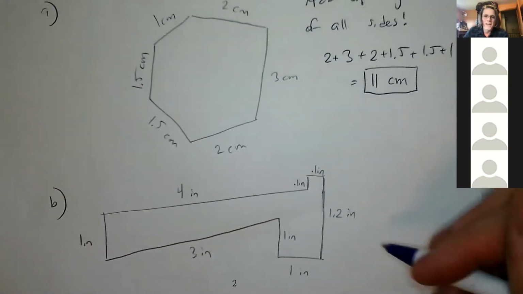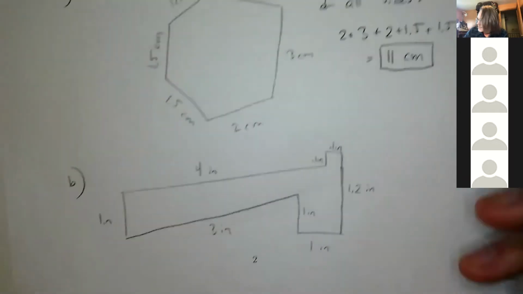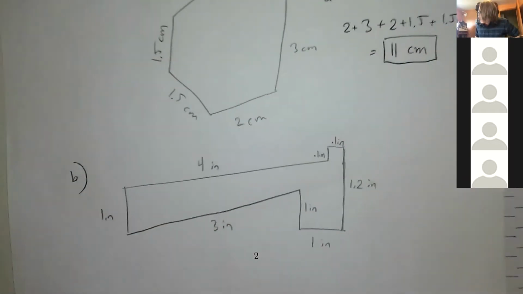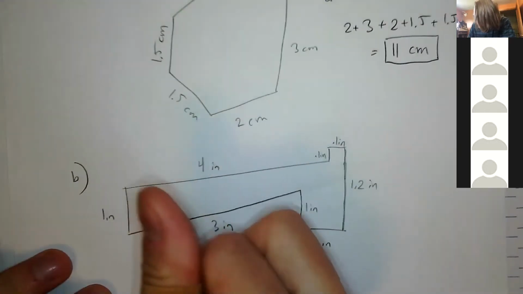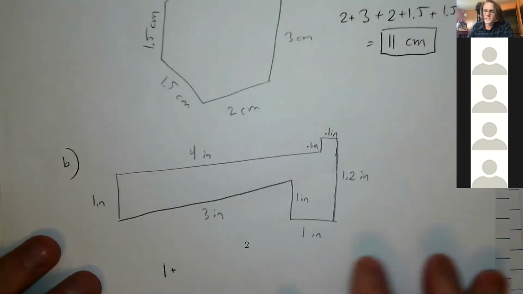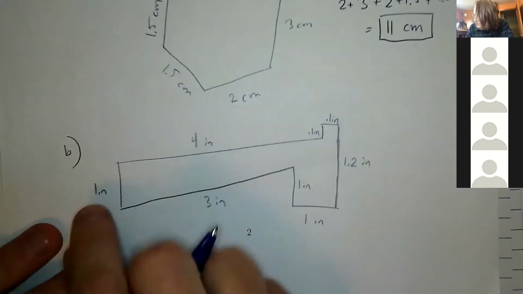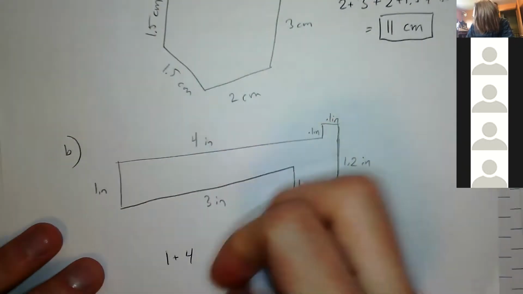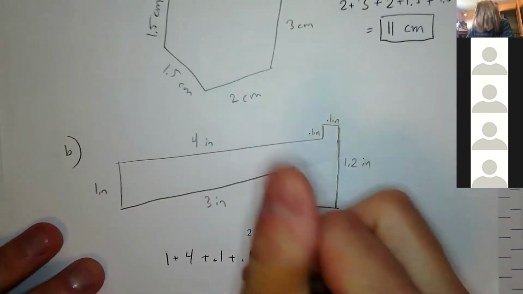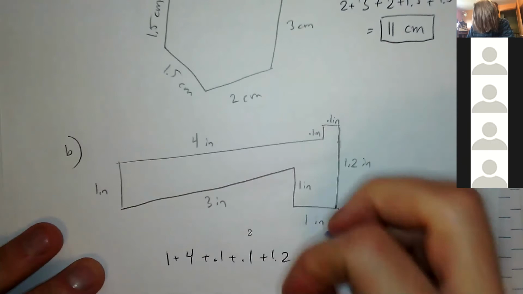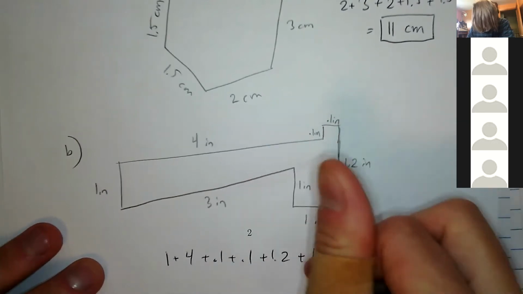Just like we did before, we just add up all the sides to find the perimeter. So you just go around and add them. There's no right or wrong order. So I'll start here and work around. So 1, and you could put the inches in, but I'm just going to leave them out because I'm lazy. So 1 plus 4 plus 0.1 plus 0.1 plus 1.2 plus 1 plus 1 plus 3.